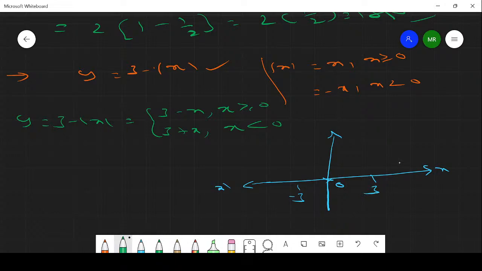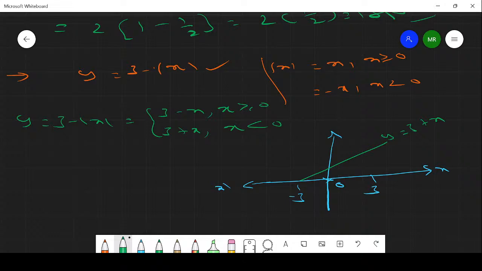Now you can see, when x equal to minus 3, y will be 0. Correct? You will get the 3 plus x line. It comes like this. This is 3 plus x. Y is equal to 3 plus x.